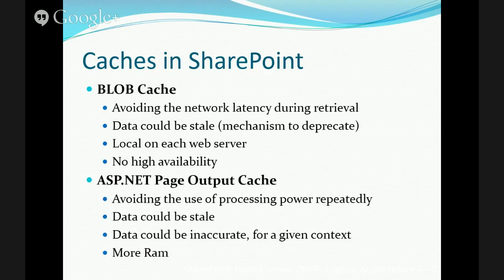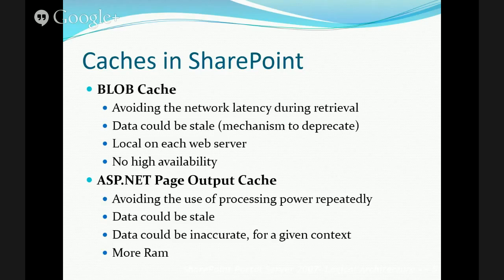So blob cache comes up with a scenario of wanting to avoid network latency. So look at the first point. We have already discussed that one of the things for which we use caching is basically to avoid network latency. The other thing we said was we want to use caching to avoid processing power. So the example that we take is that of the ASP.NET page output cache.